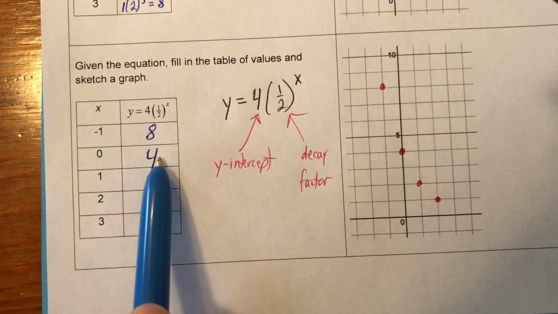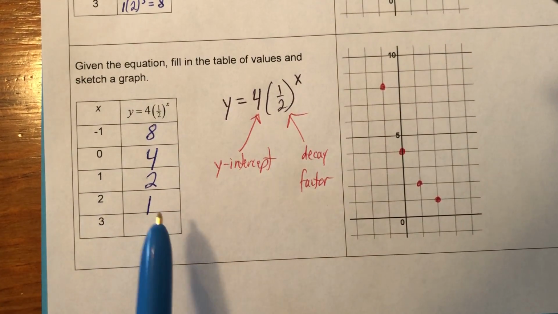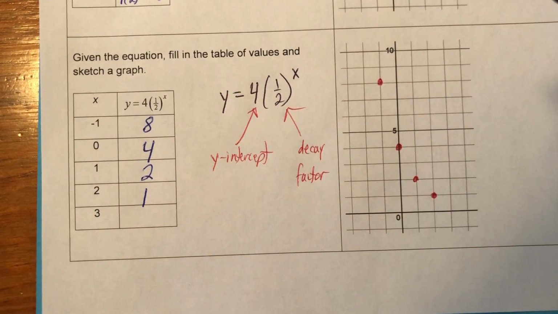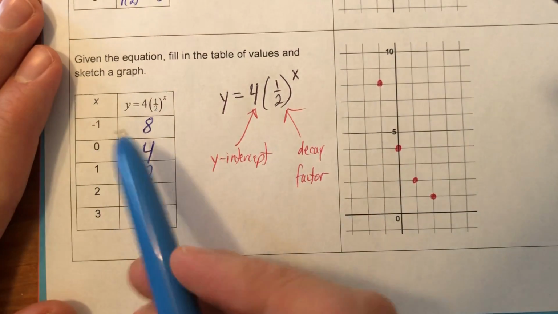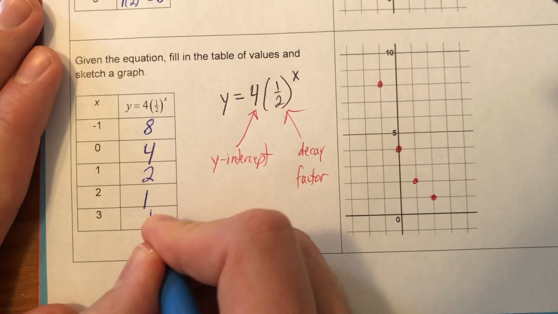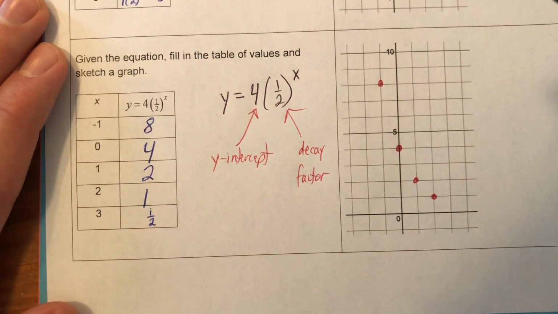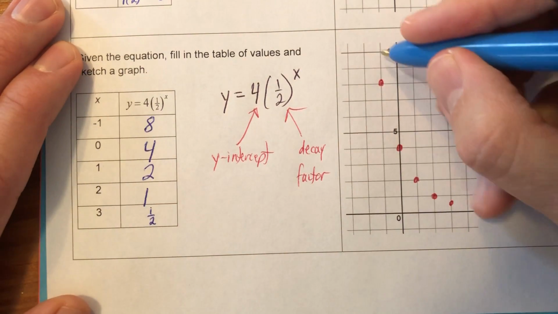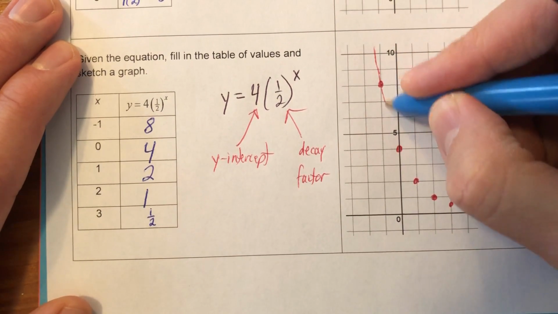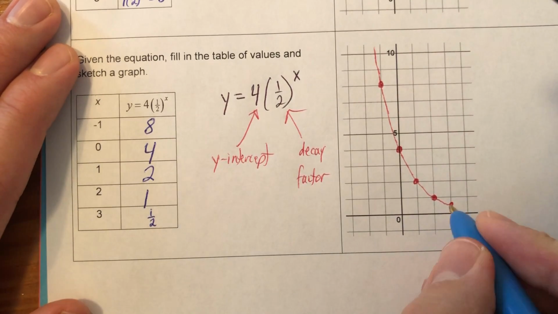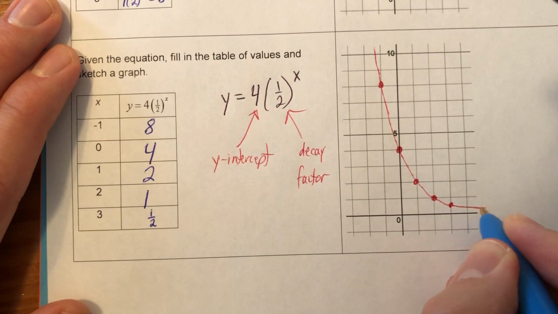And if I looked at this pattern and did not have my calculator, I could say, oh, well, I'm just taking half of everything every time. Half of the previous every time. Half of 8 is 4. Half of 4 is 2. Half of 2 is 1. Half of 1 is, well, it's a half. So 3, 1/2 is right there. And so if I connected them, it'd be like that.